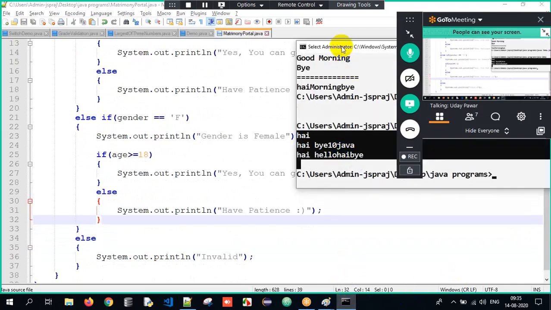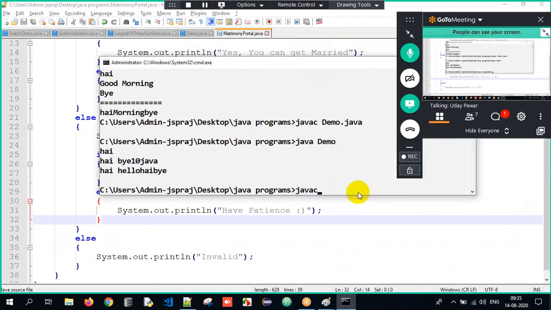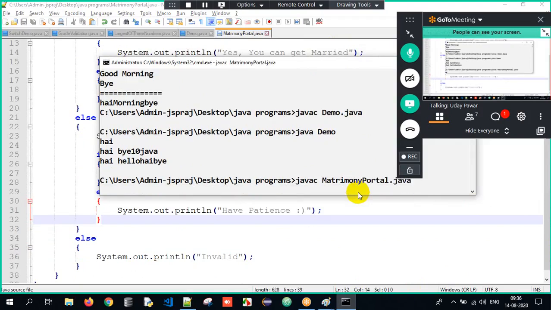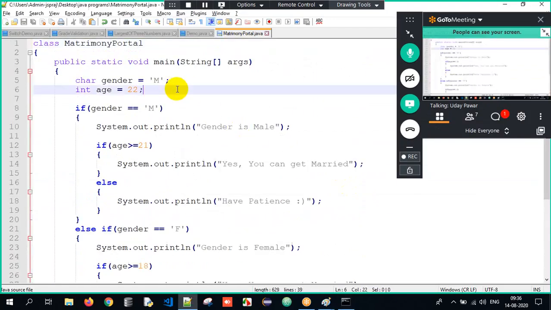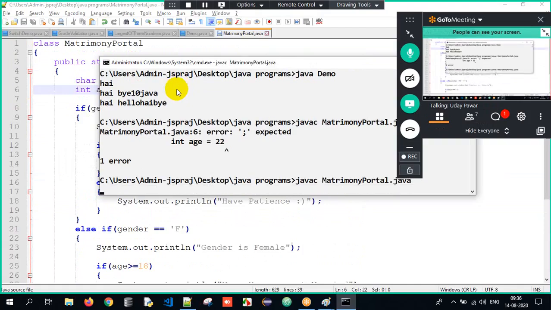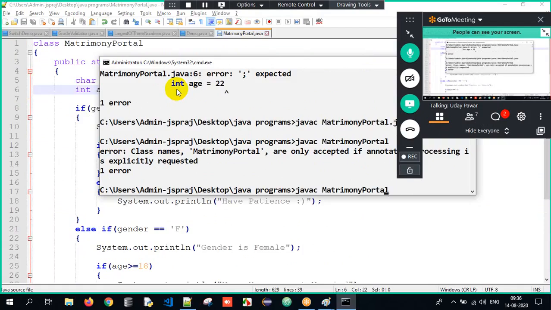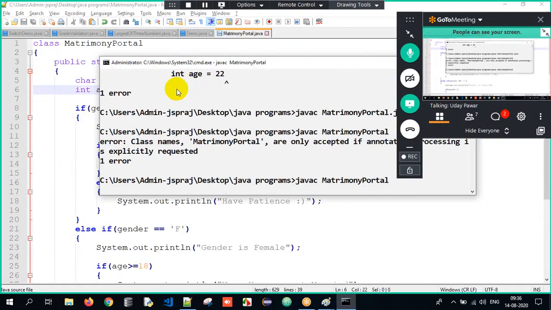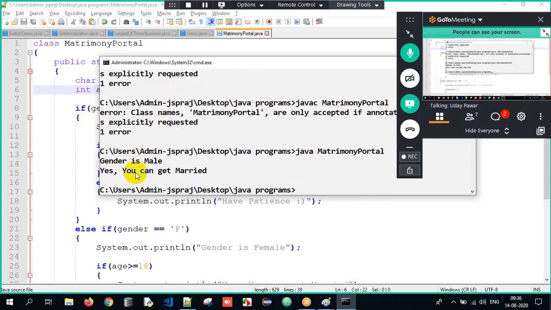Now if you want to execute it, yes, absolutely you can execute it over here. You will write javac MatrimonyPortal.java. Compilation done. Oh my god, I didn't add a semicolon somewhere. I need to add a semicolon over here. Now when I compile it, it should work fine. Oh, I'm so sorry guys, it's java, I had given javac. Finally. Gender is male, yes, you can get married.